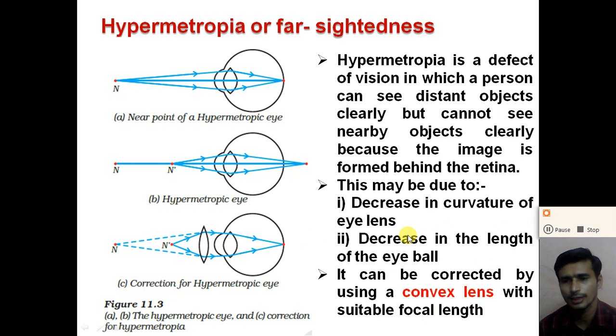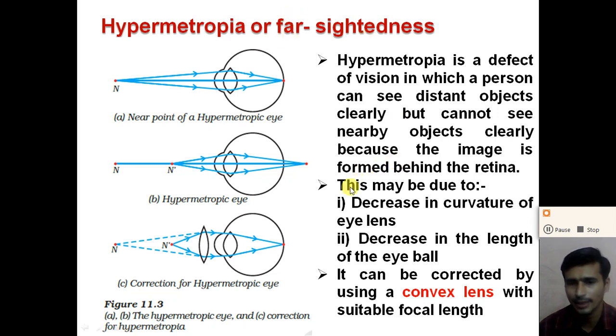So dear student, in hypermetropia the person can see the distant object, the far object, clearly, but cannot see the nearby object clearly. The person sees a blur image of the near object, and this defect is known as hypermetropia, or far-sightedness, right?